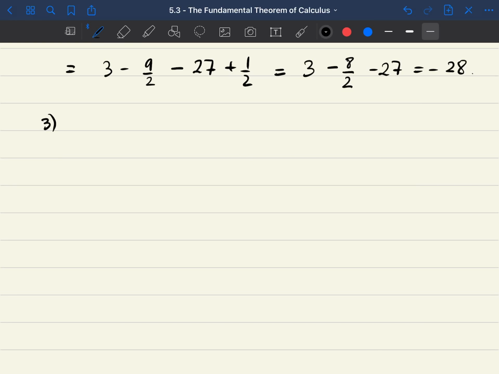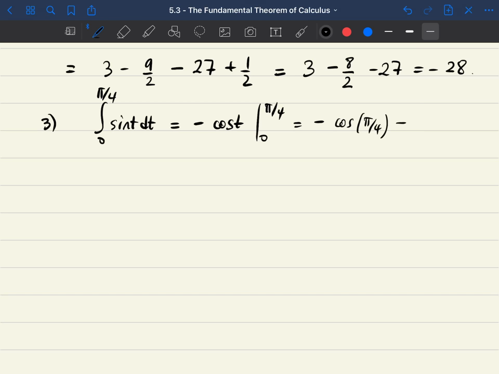So the integral from 0 to pi over 4 of sine t dt is equal to negative cosine t from 0 to pi over 4, and this is equal to minus cosine of pi over 4 minus negative cosine of 0. So this is equal to minus root 2 over 2 plus 1. So this is 1 minus root 2 over 2.